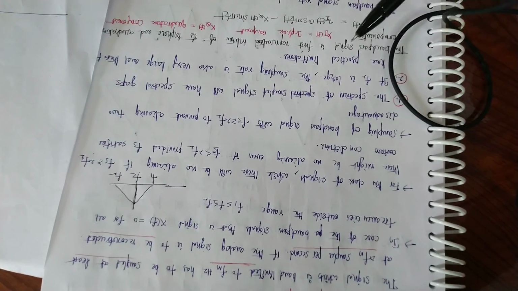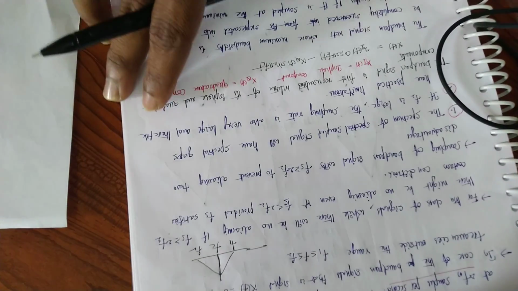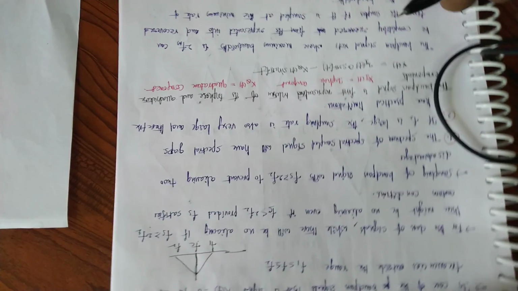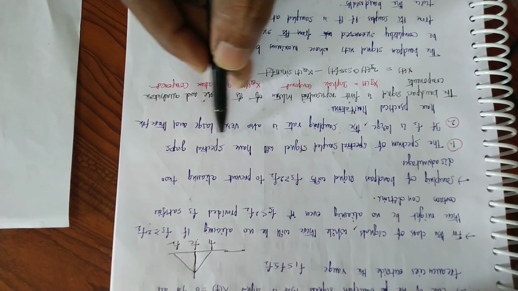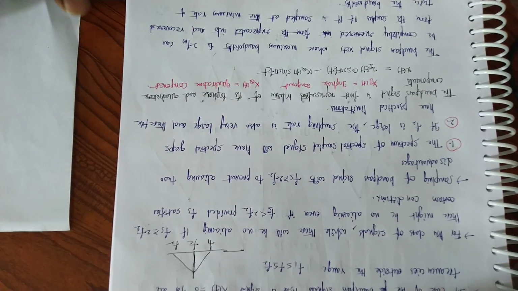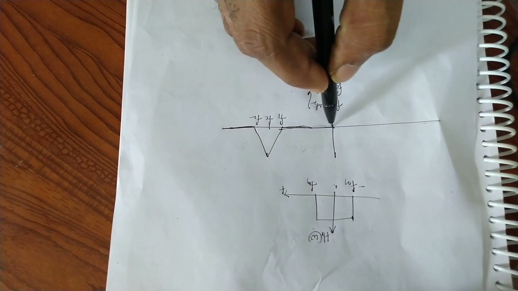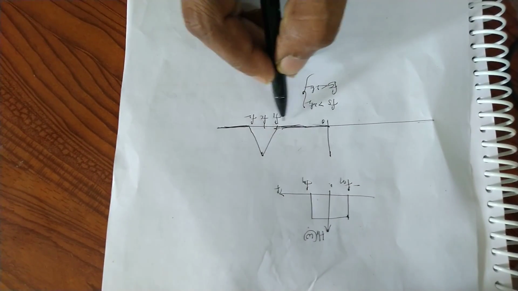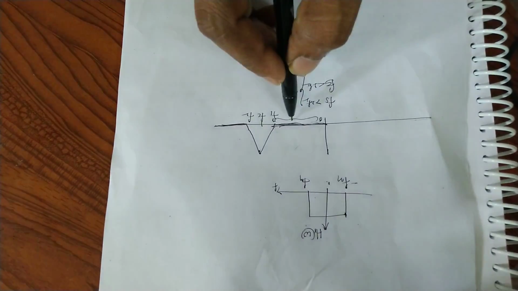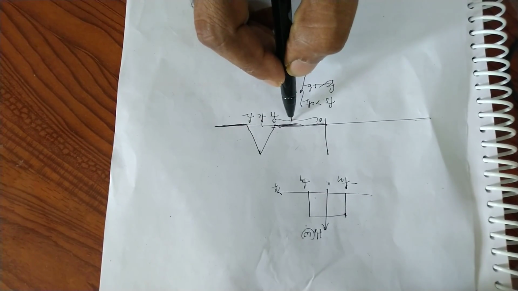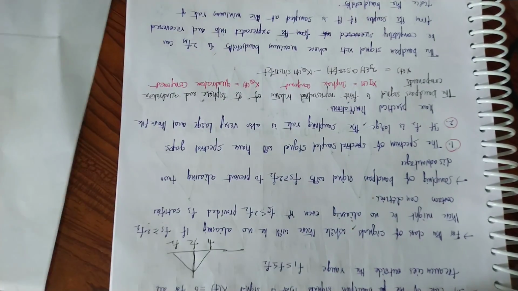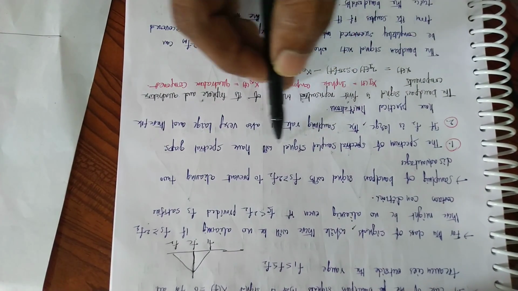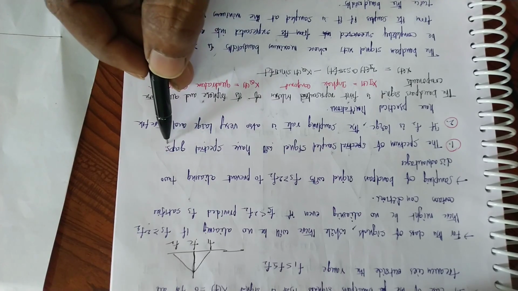But the sampling of a bandpass signal has two drawbacks. The first is that the spectrum of the sampled signal will have spectral gaps. In bandpass sampling, between 0 and f1 there is no frequency, which means no information is present there. That means it is a wastage of bandwidth. Therefore, the spectrum of the sampled signal has spectral gaps.